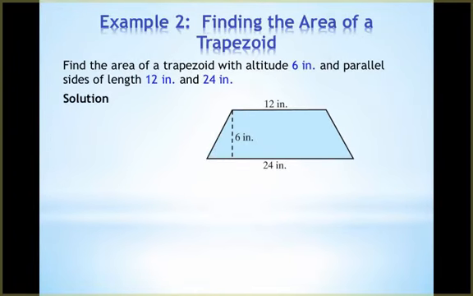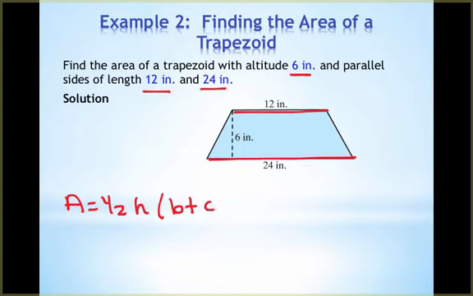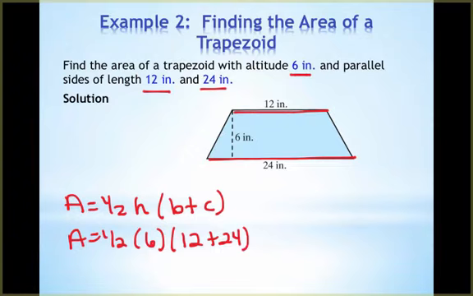Now let's find the area of a trapezoid that has an altitude or a height of 6, and the parallel sides, which we also call the bases, are 12 and 24. So our formula is 1/2 the altitude times the sum of the bases. The altitude is 6, and my two bases are 12 and 24. Now you may want to use a calculator for that computation. So that's going to give you an area of 108 square inches.